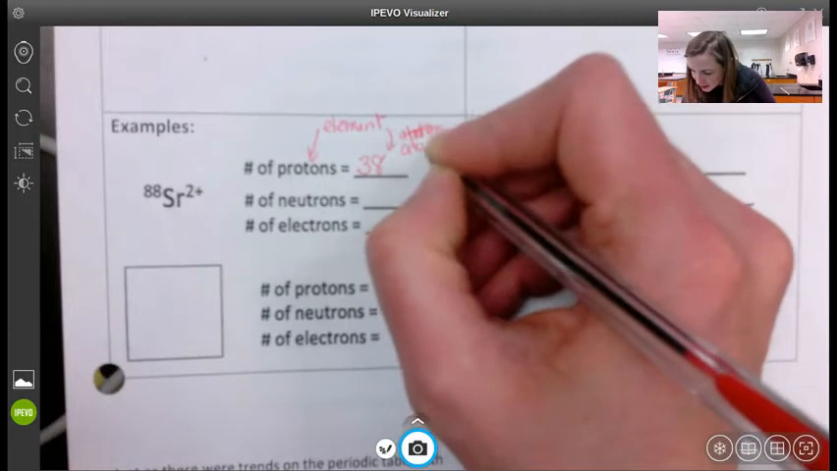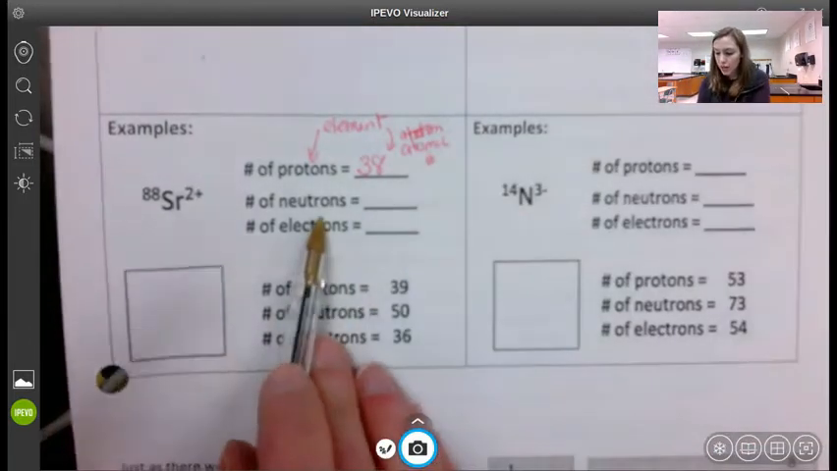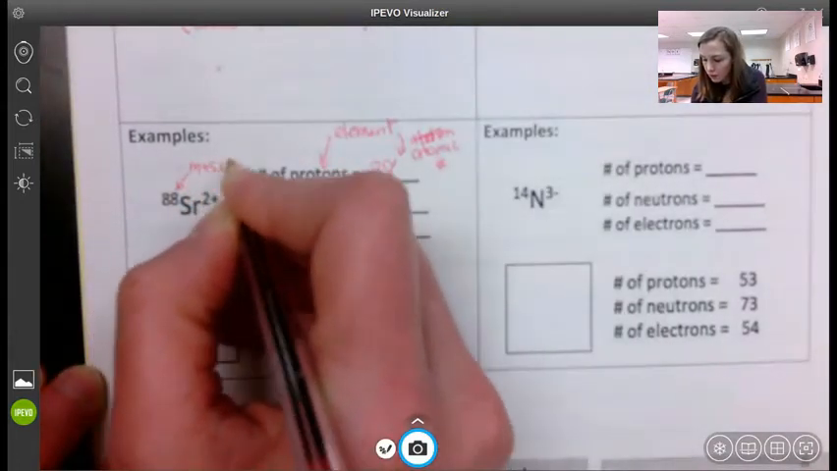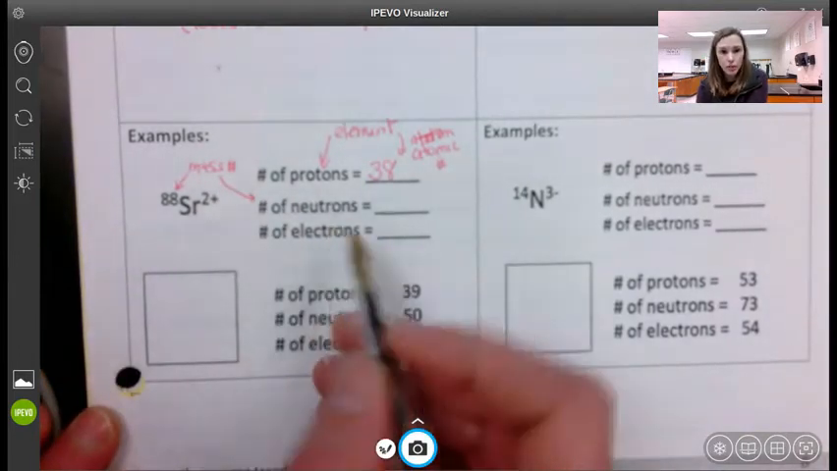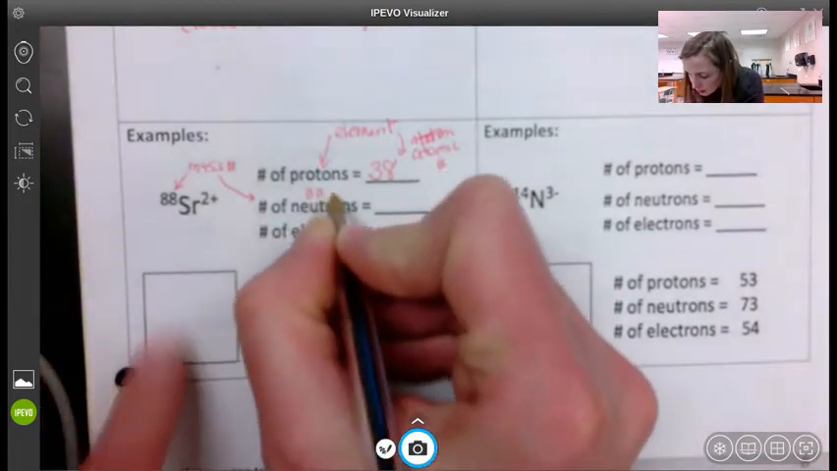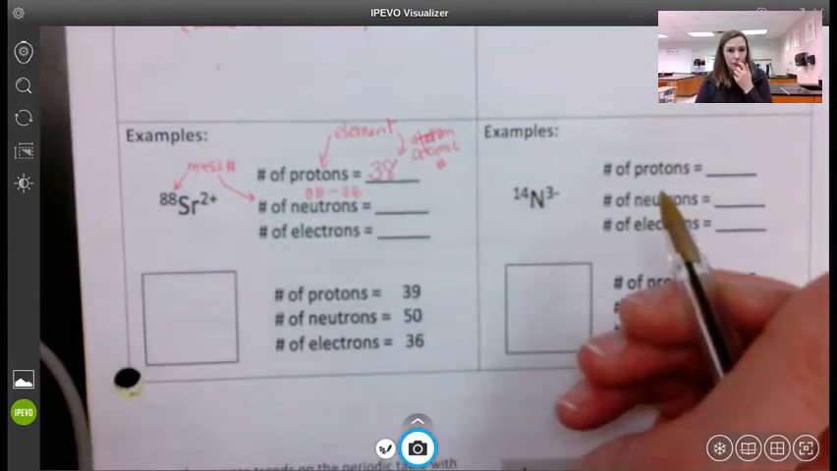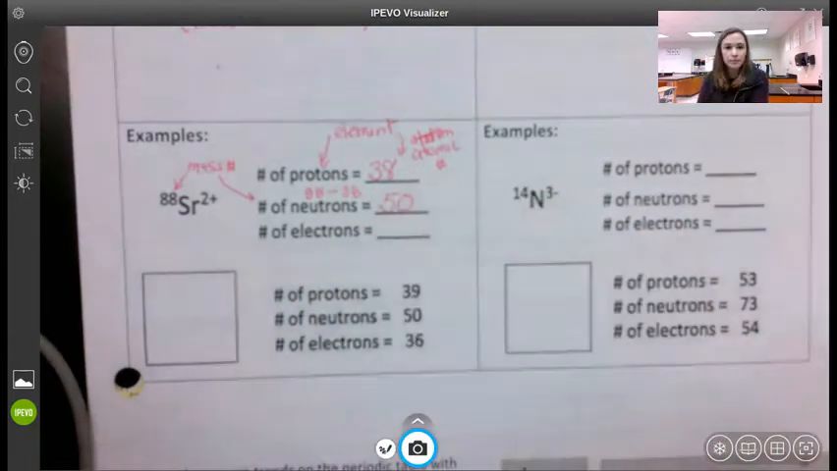Oh my goodness. My atomic number is 38. The neutrons, remember, is going to be this mass number. Okay, so that's going to give me my number of neutrons. So neutrons is going to be 88, my mass number, minus 38, which is my protons, which is going to leave me with 50 neutrons.